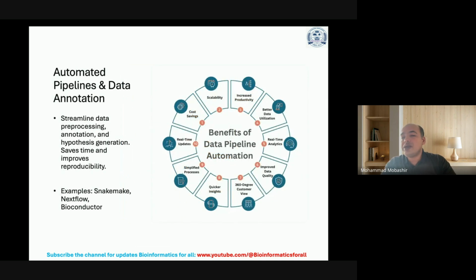Now, benefits of data pipeline automation. Automation is one of the crucial steps, because you are not going to work for one or two places, one or two sectors, one or two persons, one or two objects. That is why you need to have some kind of automation, so that without your presence, it can work for hundreds of thousands or millions of samples at one time.